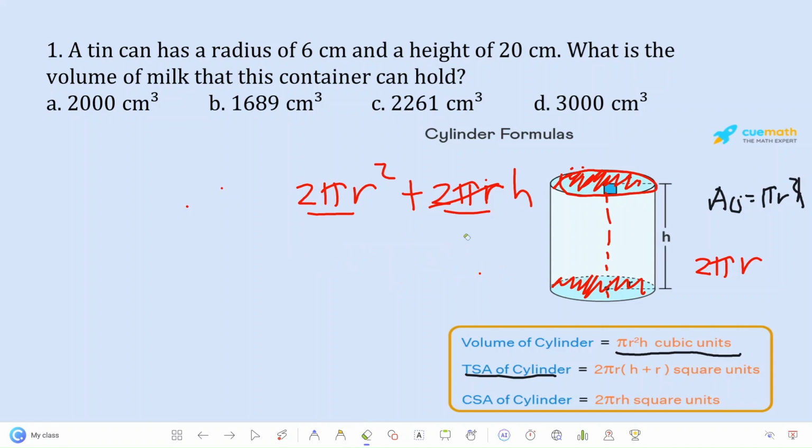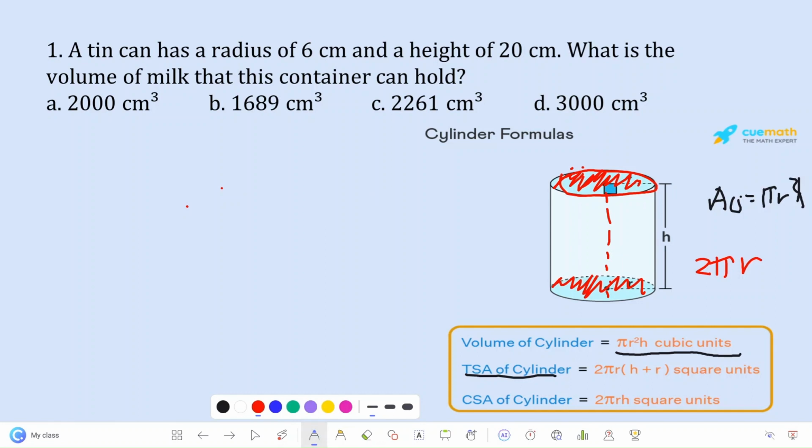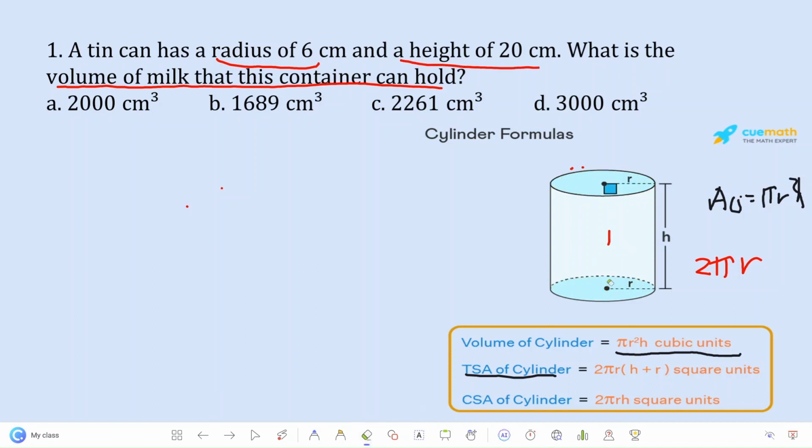Ngayon, punta na tayo sa question. Ang tinatanong kasi ng question, mag-underline po tayo again: what is the volume of milk that this container can have? Volume. So, ibig sabihin, volume of a cylinder ang tinatanong. Okay, ano ba ang kanyang radius? Ang radius niya is 6 at ang height naman niya is 20. So, sa ating existing drawing, ang R niya dito is 6, at ang height naman is 20.